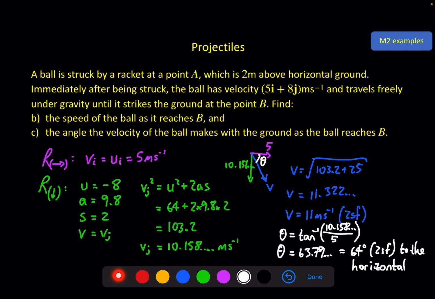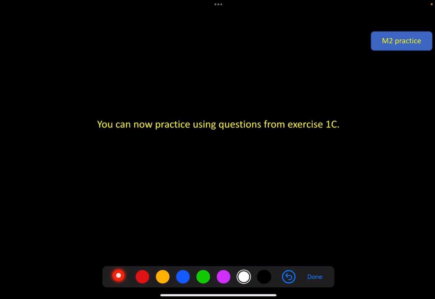And there we go. Many examples there of using these ideas in slightly different ways to find slightly different things. That should be plenty for you to have a go at some of the questions in exercise 1C. Maybe I'll see you in the next video for some generalization of this and making some formulae.